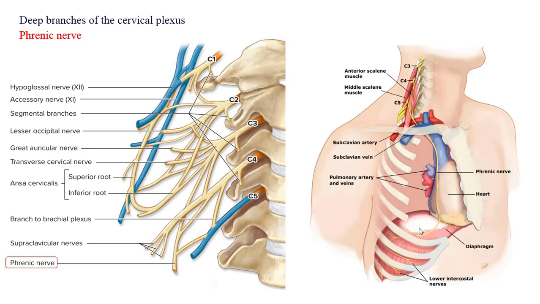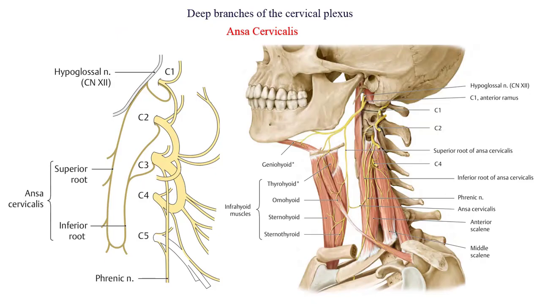The phrenic nerve also gives off sensory branches that supply the pericardium. They are known as the pericardial branches. Another important muscular branch of the cervical plexus is this structure seen here, known as ansa cervicalis. The term ansa cervicalis is Latin for the handle of the neck.